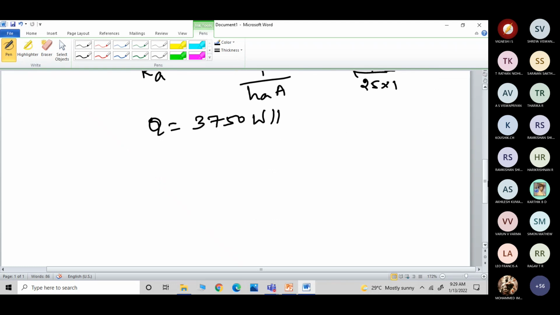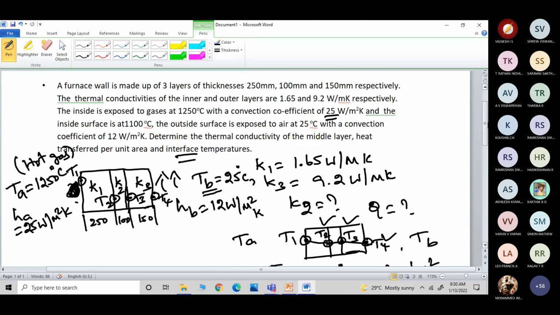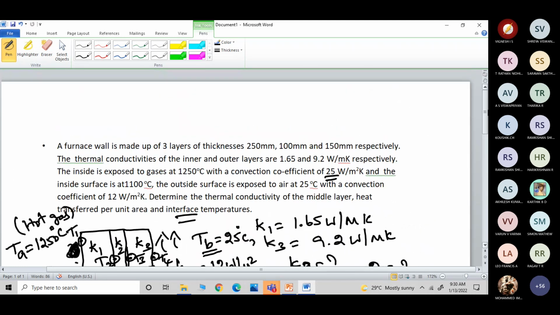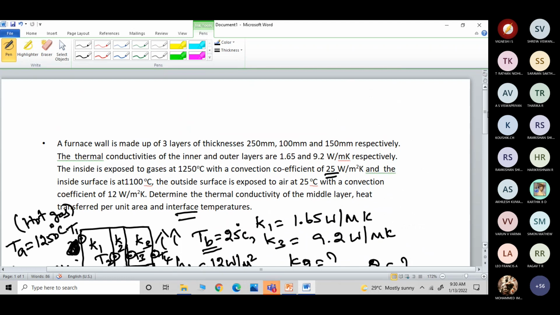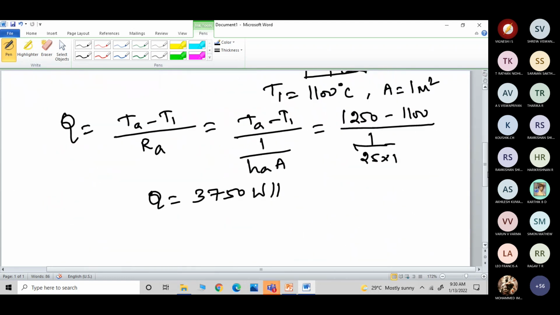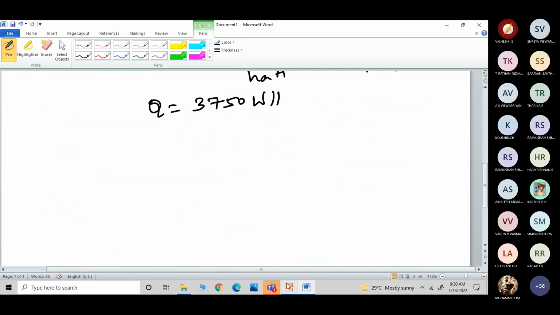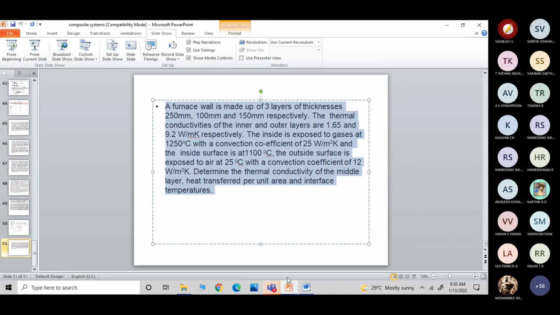Now we are expected to find out the thermal conductivity of the middle layer. Okay. We know K1. K1 is 1.65 and K3 is 9.2. Now just like this, we have to assume. Okay. We have to assume like this.